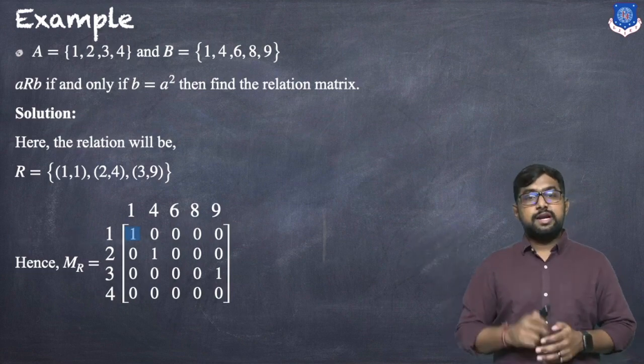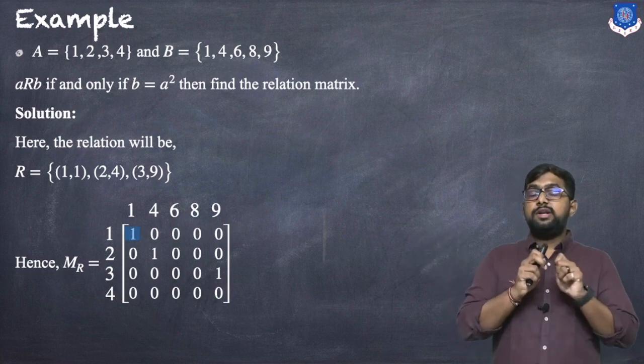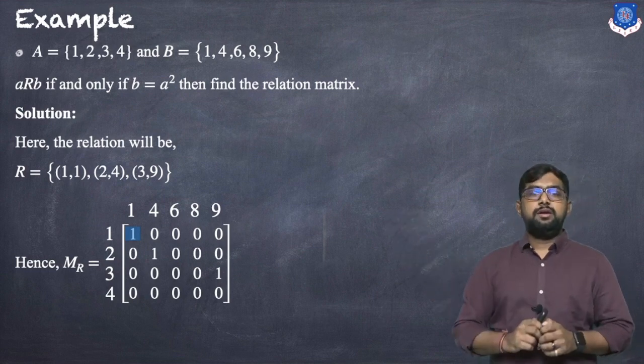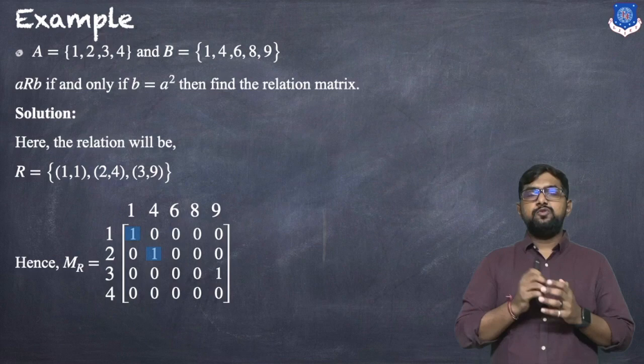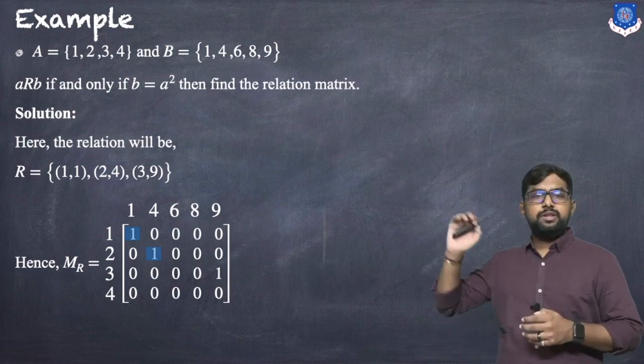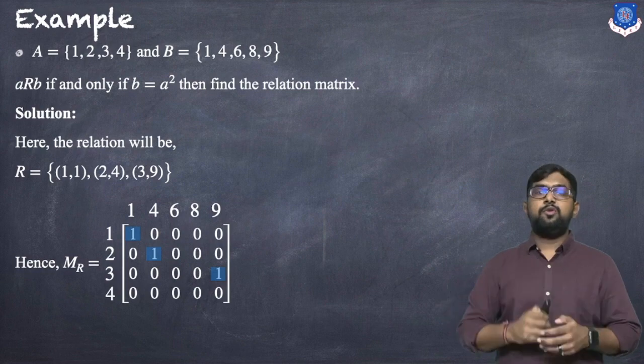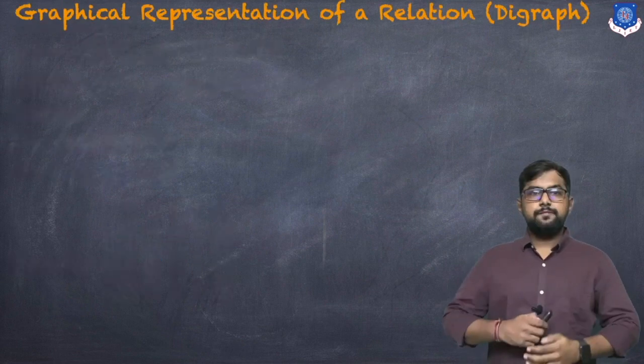And now you can see that this is (1, 1), that means 1 is related to 1, just simply write 1 there. Then (2, 4), so that means 2 is related to 4, so simply write 1 there. And (3, 9), so simply write 1, and except all this we write 0.